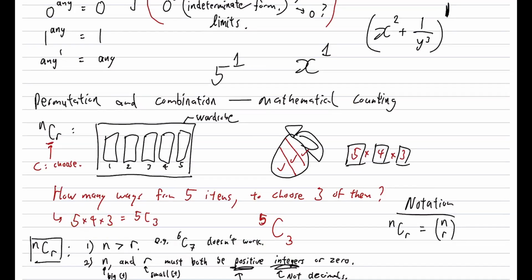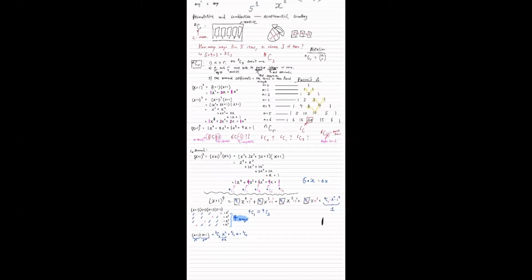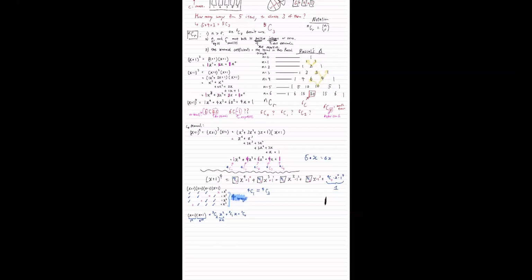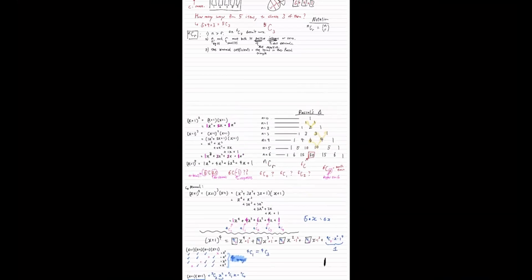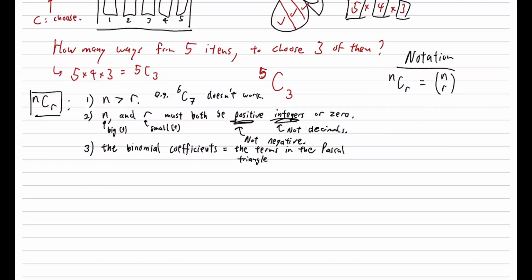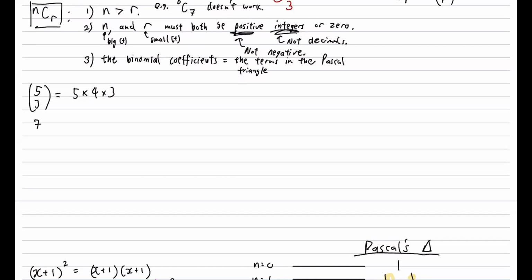But in general, what if I need more space. Let me rearrange my notes a little bit. Okay, so what we realize is that, like in this case, 5 choose 3 is just 5 times 4 times 3. But let's say I make bigger numbers. What would 7 choose 2 be?